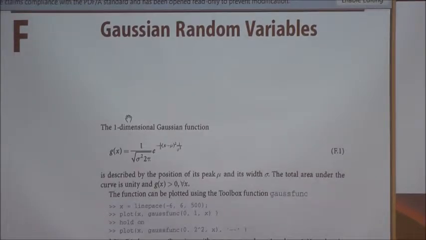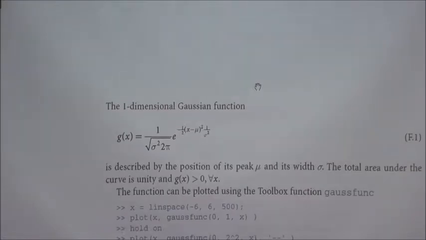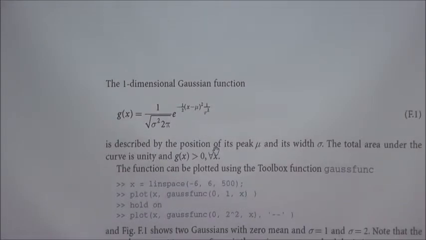Now, the next appendix is Appendix F, which is Gaussian random variables. A one-dimensional Gaussian function is shown in this equation: G of x equals 1 over the square root of 2 pi sigma squared, times e to the minus 1/2 x minus mu squared over sigma squared. This is described by the position of its peak, mu, which is the peak of that function. The width is sigma. The total area under the curve is equal to 1.